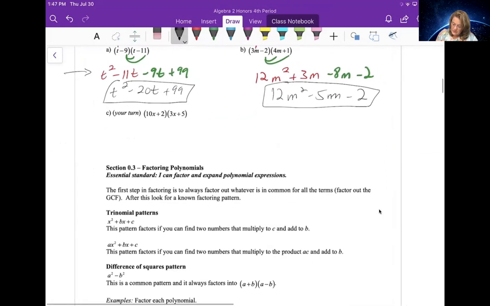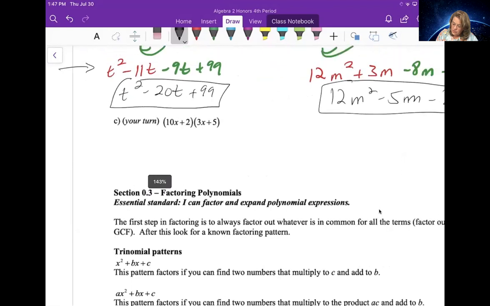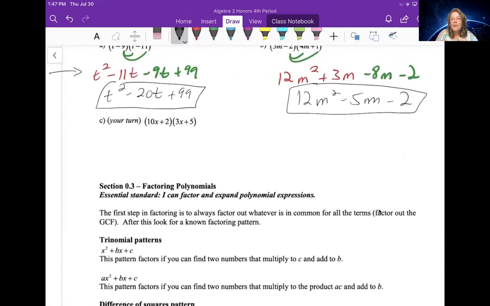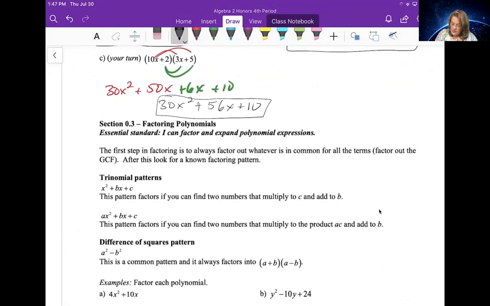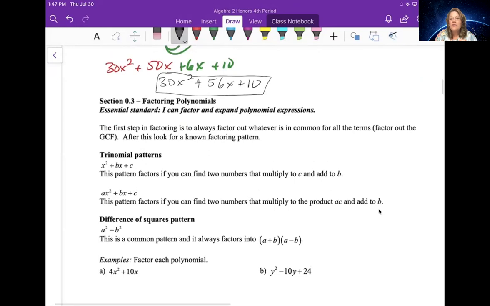All right, pause the video and try one yourself to refresh your memory, and go. All right, so what did you get? 10 all the way through, positive 2 all the way through, and I will get 30x squared plus 50x plus 6x plus 10. Add like terms: 30x squared, there's only one x squared, add the two that have an x term in it, and there's only one with an integer. And there is your answer. Okay, that is our quick review of foiling.